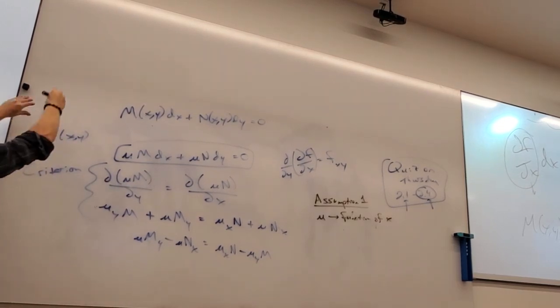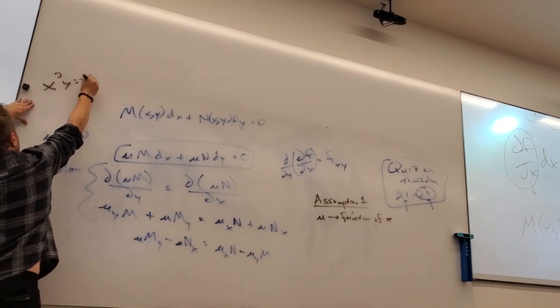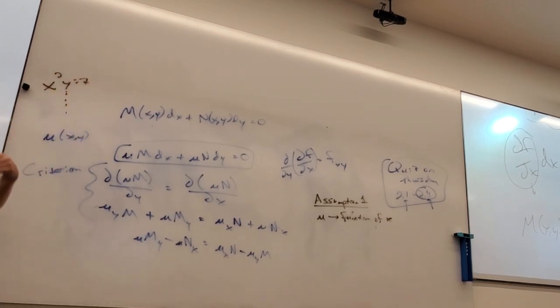That would have been mu. I should have made a bigger deal out of that. The earlier problem we did, x squared y equals 7, and then we divided by x. So that would have been the mu function. If I had done the process we're about to create, it would have told me mu is x. That's what you're missing. Multiply by x, and it becomes exact.